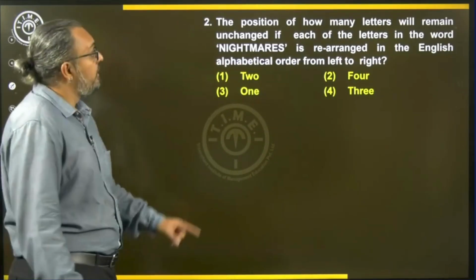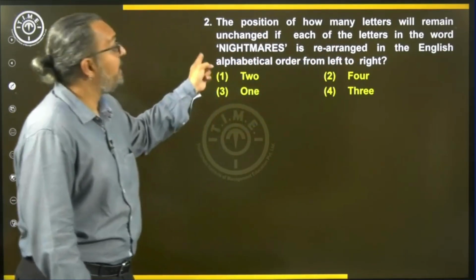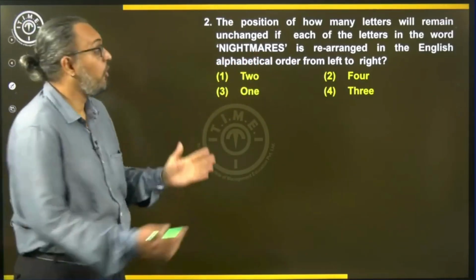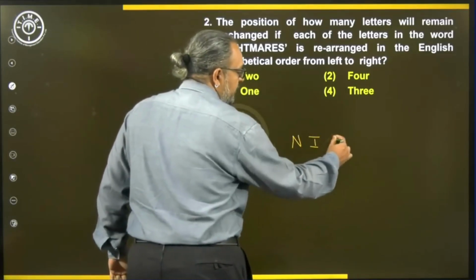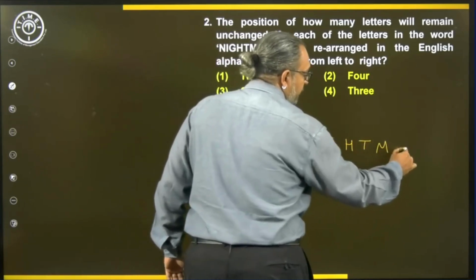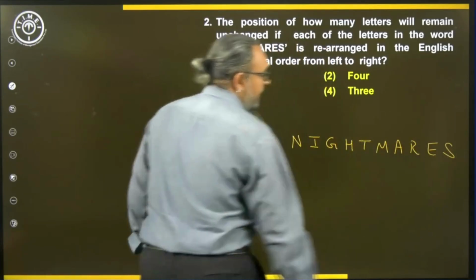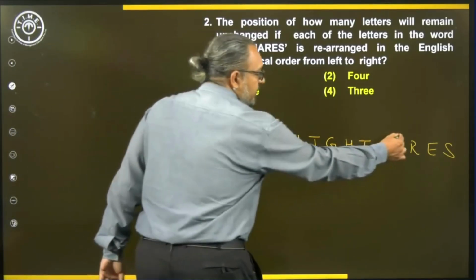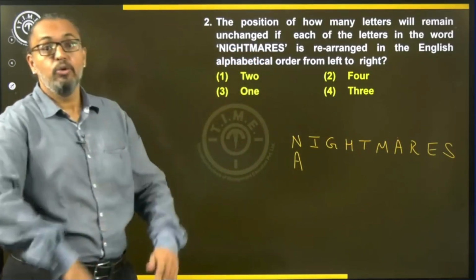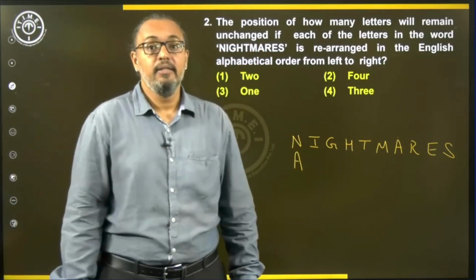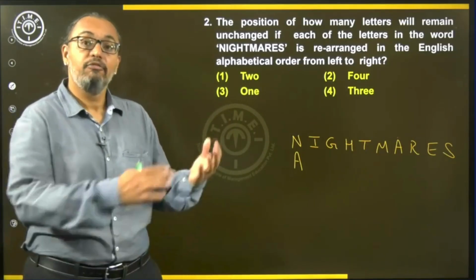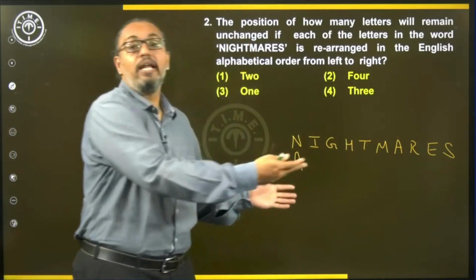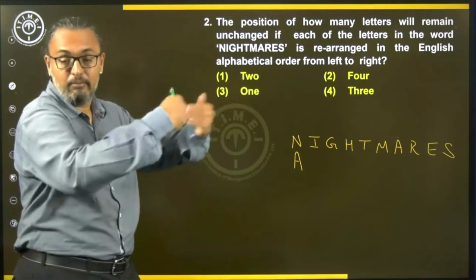Right. Now the next one, he says the position of how many letters will remain unchanged if each of the letters in the word nightmares is rearranged in the English alphabetical order from left to right. So you have the word nightmares. Correct? So we have to arrange them in English alphabetical order from left to right. So we start with A. So write them down one below the other so that it serves as a self-check. You don't have to check again and again. It serves as a self-check that am I missing out on any alphabets or am I adding anything extra? So write them down one below the other.